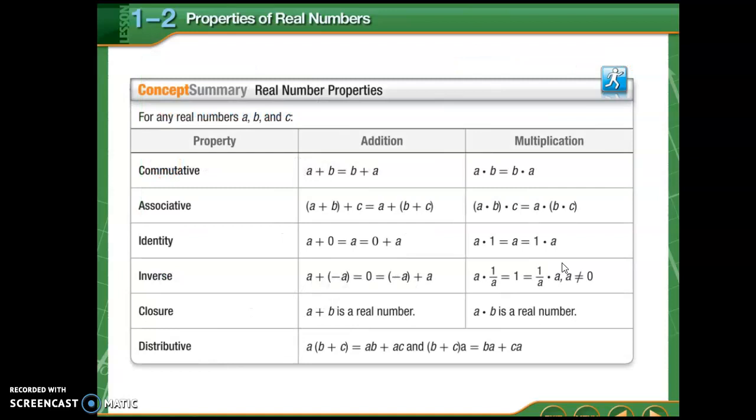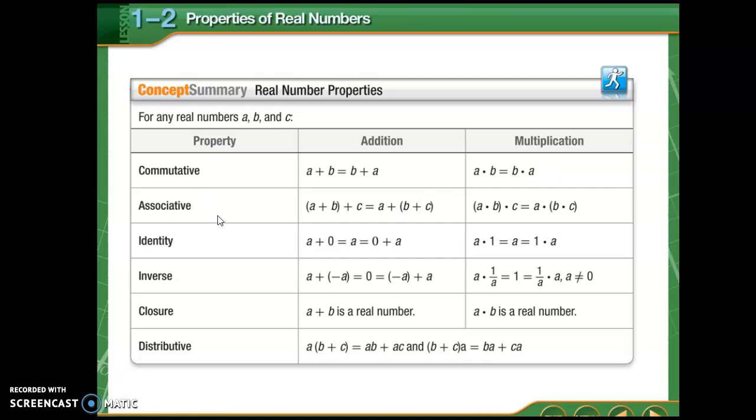Let's move on to the real number properties. You have learned this already in the past, so we will just review them quickly. The first property is commutative, which includes addition and multiplication. If you add two numbers, A plus B is the same as B plus A. The order of the addends does not affect your sum. The same thing with multiplication: A times B is the same as B times A. No matter how you multiply the two numbers, the order does not affect the product.